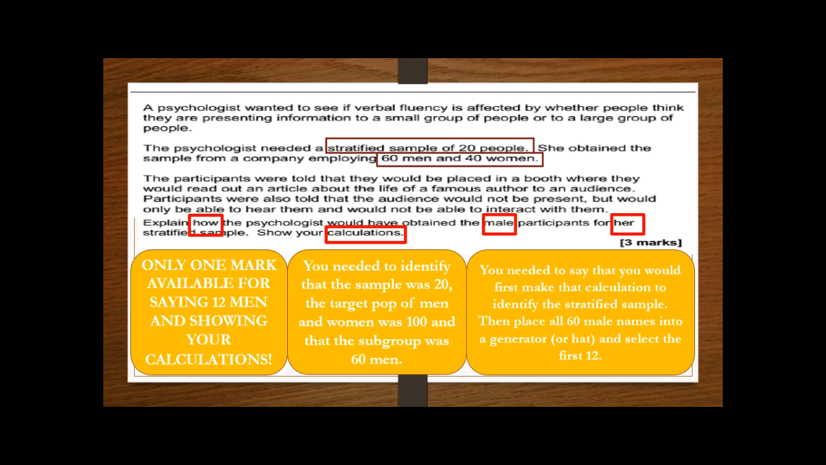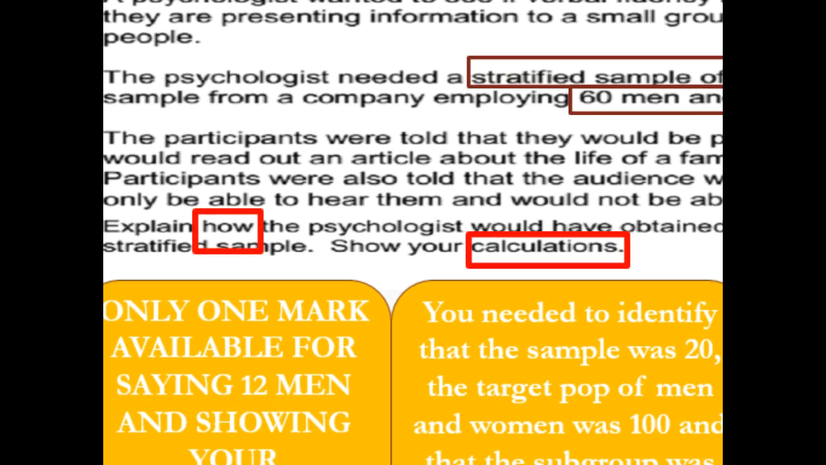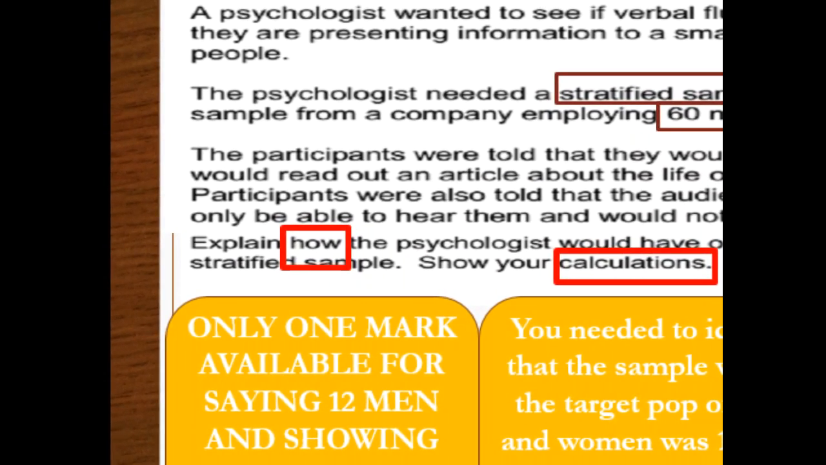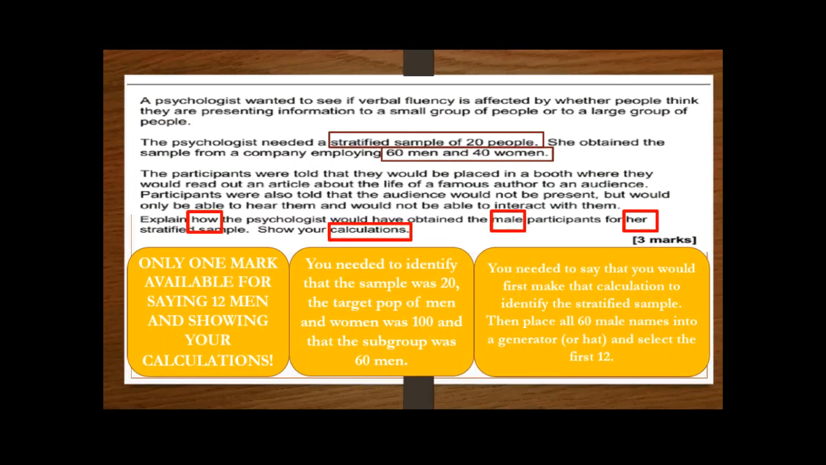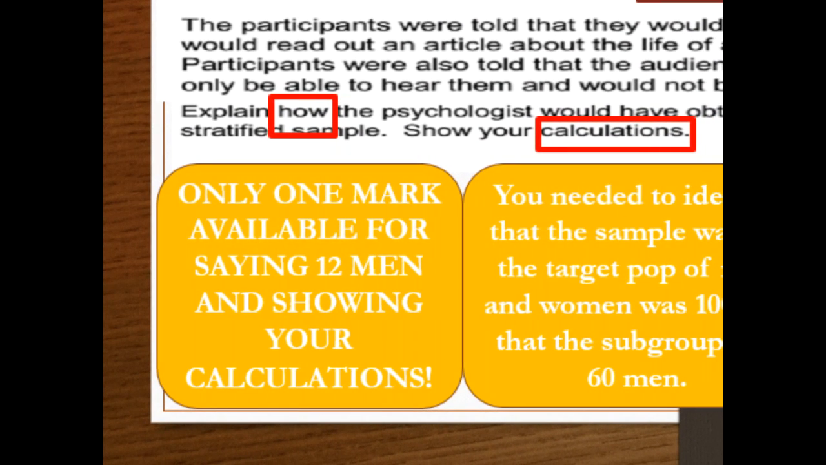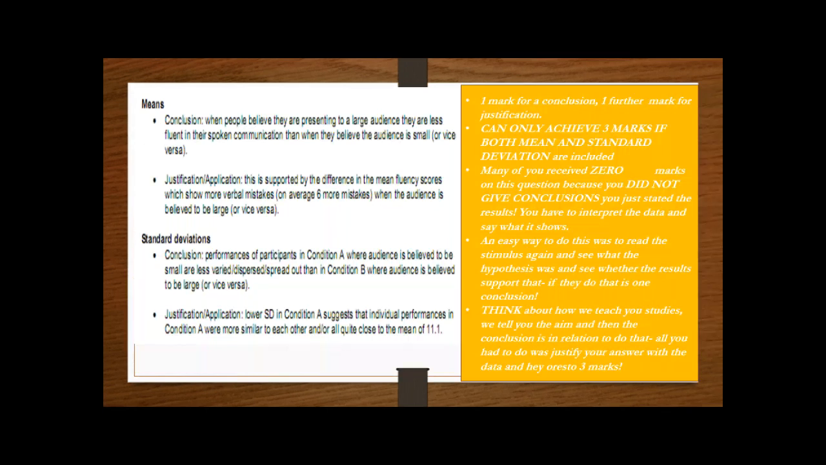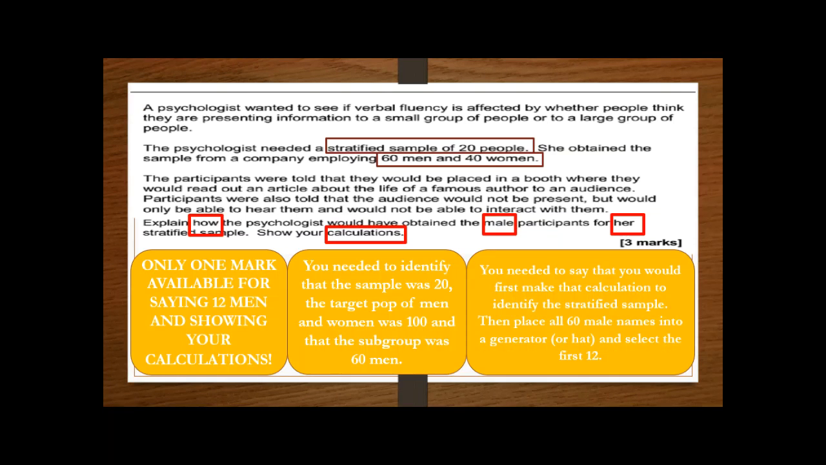Moving on to this next one, again, I was so frustrated marking this, as was everybody else. The amount of times that you have done these sampling questions is unbelievable. We've put one on every single test, and a load of you forgot this word here, how. Explain how the psychologist would have got her sample and show your calculations. There was only 1 mark available for saying 12 and giving me the bog standard stratified sample calculation. You had to tell me exactly how she would do that.